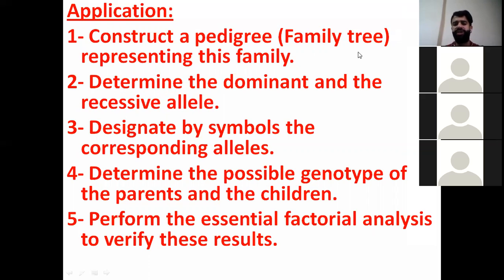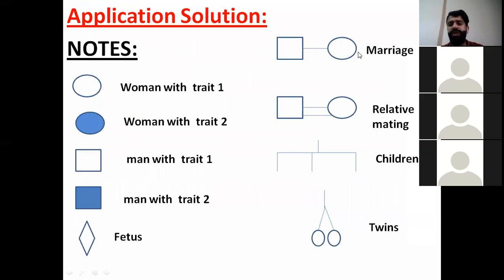First of all, constructing the pedigree. Before we start with the pedigree, these notes you have to know. The circle is always for the woman, for the female, and the box or the square is always for the male. This rhombus, for example, is for the fetus. So always you have to know these symbols. For example, this you can say is a normal woman. Okay, this is straight one. You can say normal woman. Here you can move for, let's say, an albino woman.